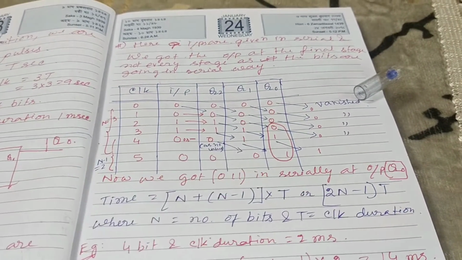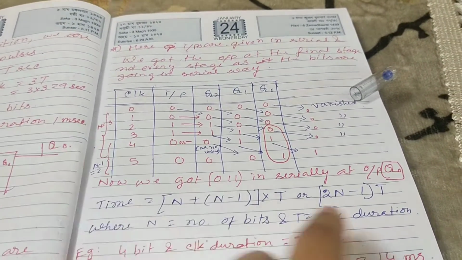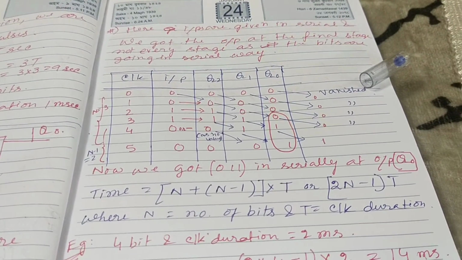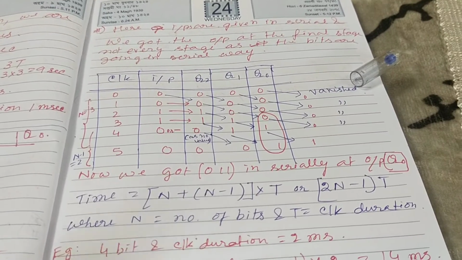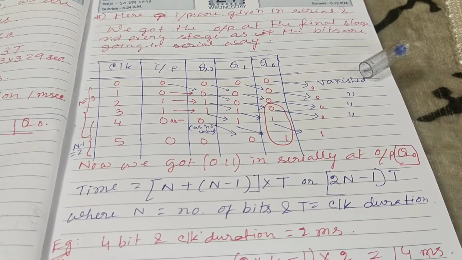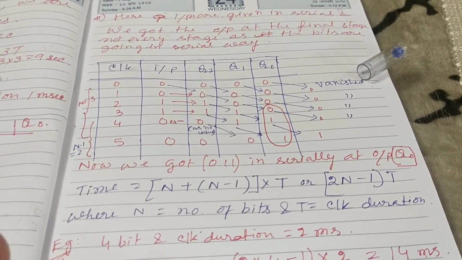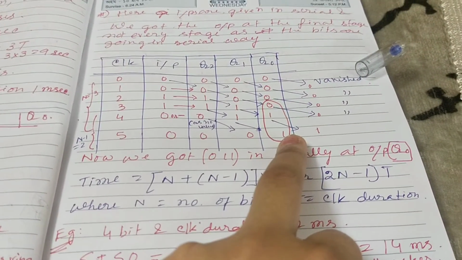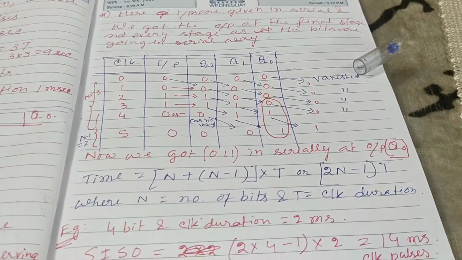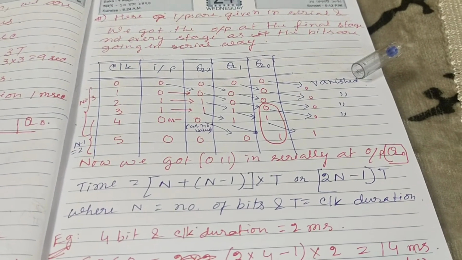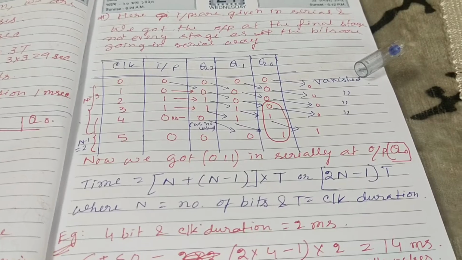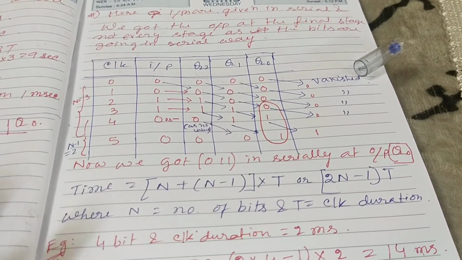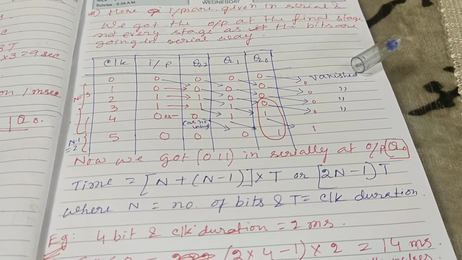Our input was 1 1 0, and at the output we get 0 1 1. So now we have to calculate. The 1 1 0, these 3 bits, are already transferred in serial way, and at the output we get the same as the input, that is 1 1 0. So we get 0 1 1 or 1 1 0, whatever. All the bits are transferred serially at the output Q0.